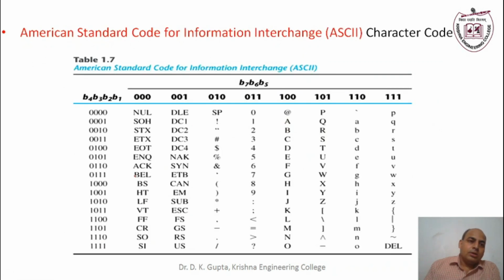Another code is the American Standard Code for Information Interchange, simply called ASCII code. This is an alphanumeric code. This is a 7-bit pattern where every symbol, every letter and every special character is assigned some hexadecimal value, assigned some code.